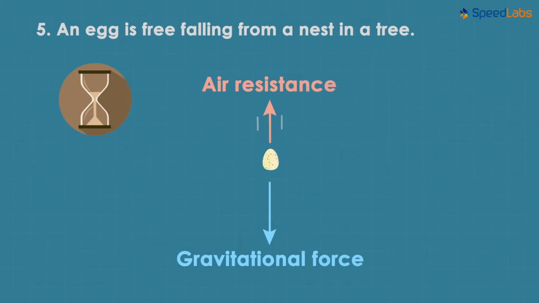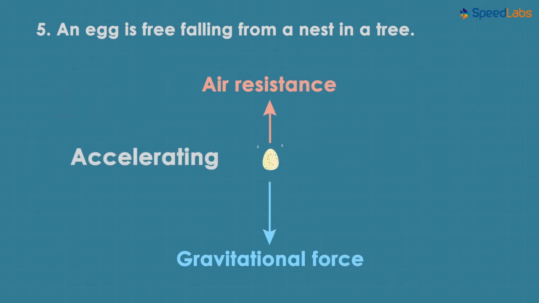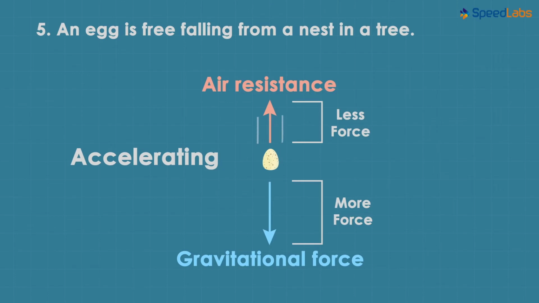This is how it will look. As it's free falling, it means it's accelerating. So the magnitude of the gravitational force will be more than the magnitude of the air resistance force.